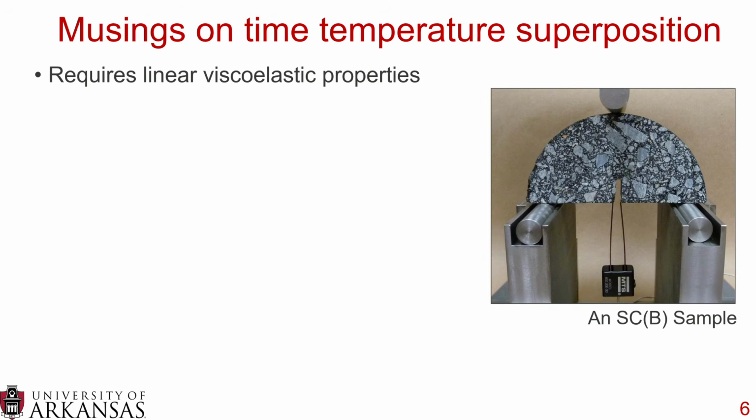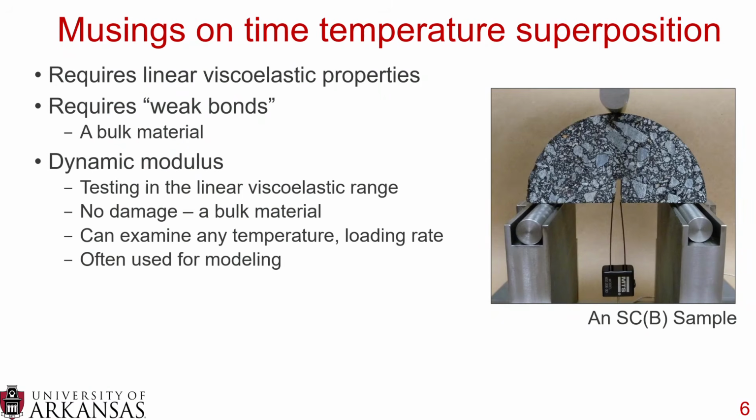I've been thinking, though, a lot about this over time, and I've had some musings. So if you're using time temperature superposition, it requires your material to have linear viscoelastic properties. It requires so-called weak bonds, which means you need to be testing a bulk material. And when we think about dynamic modulus, you can adjust the loads being applied to your sample in order to make sure that your resulting strains are in the linear viscoelastic range. You can ensure that you don't have any damage because you're running the dynamic modulus. You're assuming it's a bulk material and you do not want to damage it.